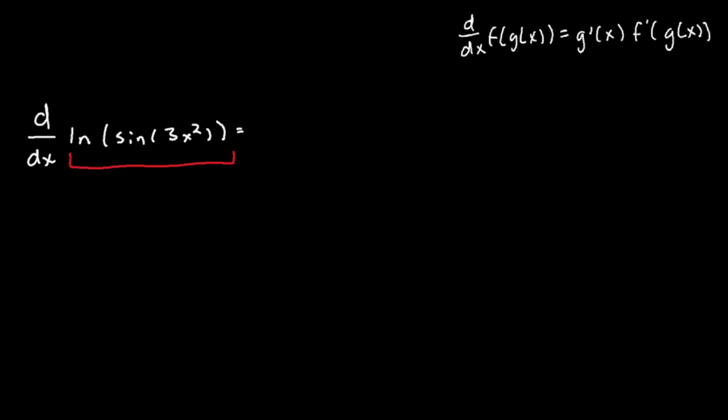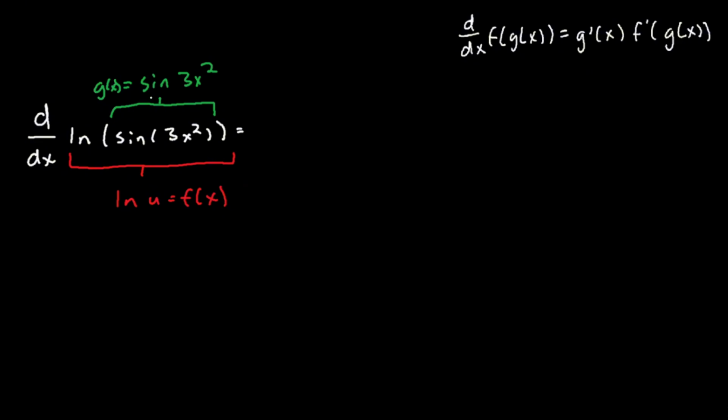So the outer function is just the natural log of something, u. It's just the natural log of something, hence the parentheses. And the inner function is the sine of something, 3x squared in this case, which is g of x in our formula. And the outer function is f of x. So first thing we need to do, let's find the derivative of g of x.